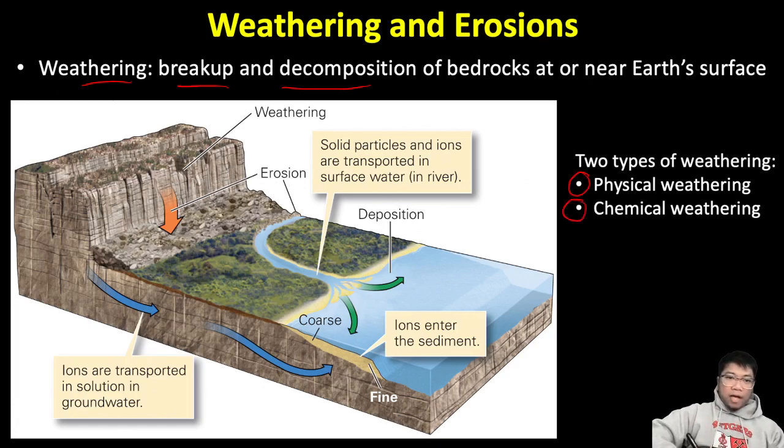For example, if I have exposed rocks just like this, the atmospheric processes will promote a process called weathering. It basically will break down these rocks through physical or chemical weathering. After that, erosion will take place. Erosion is a removal process of those particles.